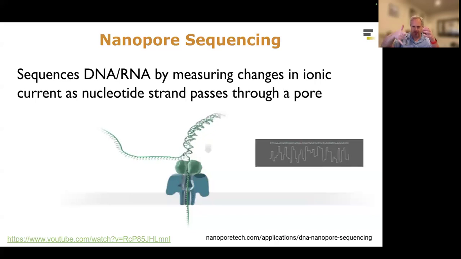The motor protein will then advance, you'll get a new k-mer in the pore, you'll get a new set of currents, and then you'll keep advancing. The good news is that because you're reading at the level of k-mers, and k-mers have to be overlapping and consecutive, even though the raw signal measurements are a little bit noisy, you get this oversampling where you observe each nucleotide k times, where k is the length of the k-mer, commonly 6 to 10 times. And that's very effective for reducing the error associated with nanopore sequencing.